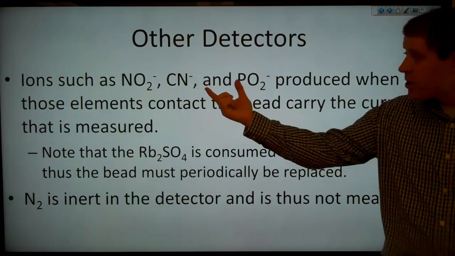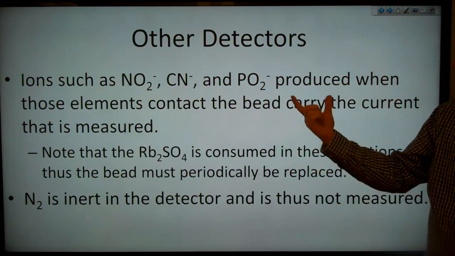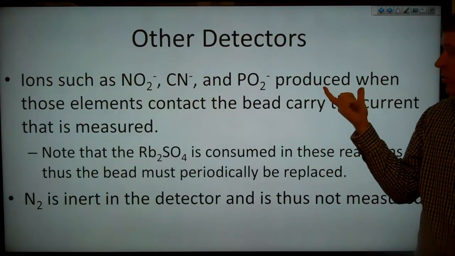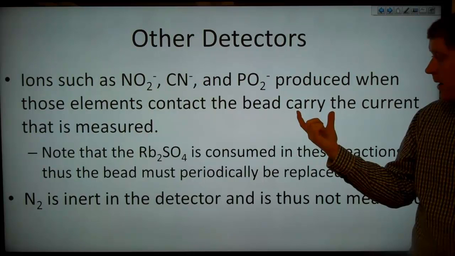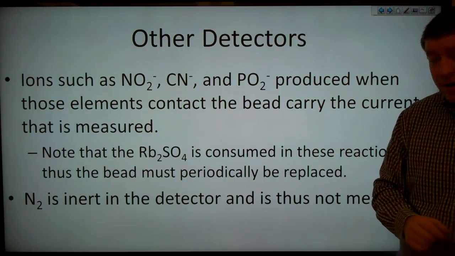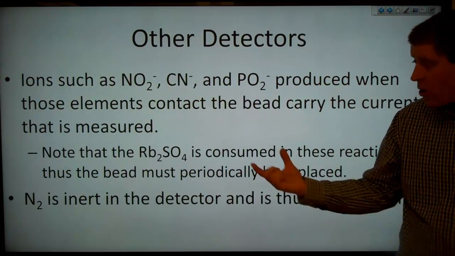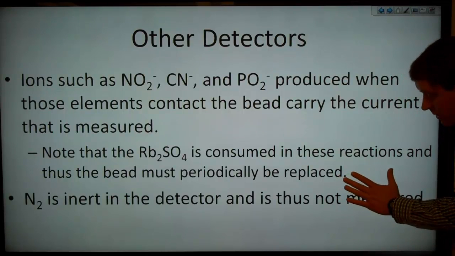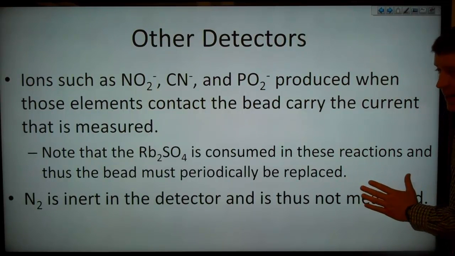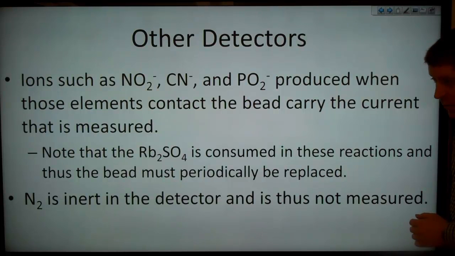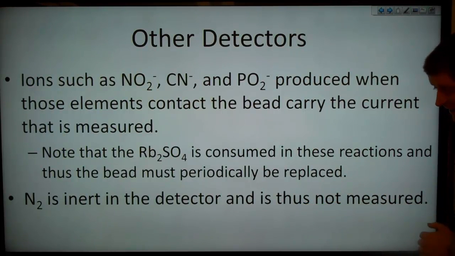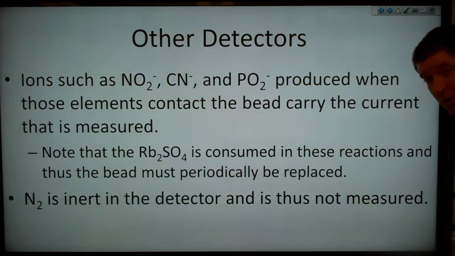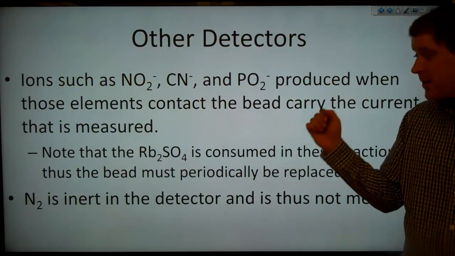Now, ions such as NO2-, cyanide, and PO2- are produced when those elements contact the bead and carry the current that is measured. And note that rubidium sulfate is consumed in these reactions, and thus the bead must be periodically replaced. And note that N2 is inert in the detector and is thus not measured, so it can still be used as a carrier gas.